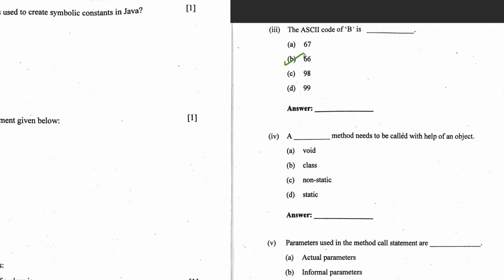You should remember the ASCII codes of all the standard characters. Capital A is 65, so capital B is 66, capital C is 67, and so on. The ASCII value of lowercase a is 97, the ASCII value of 0 is 48, and so on.